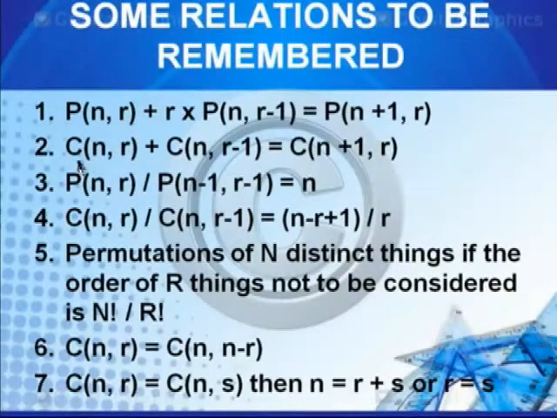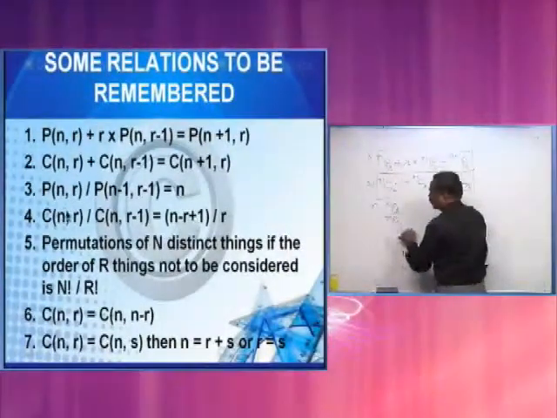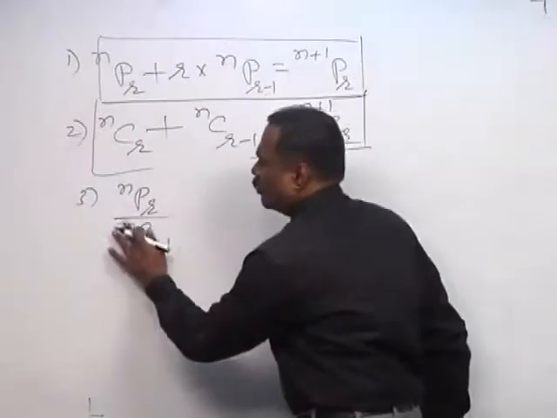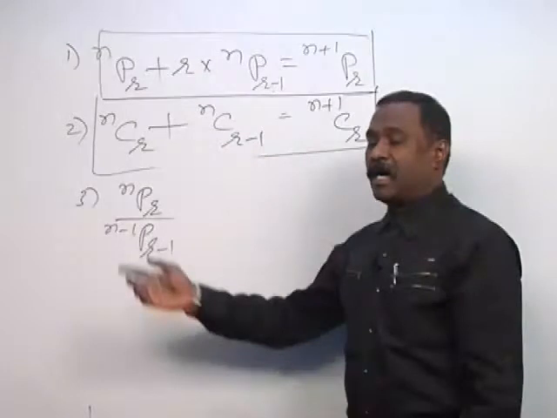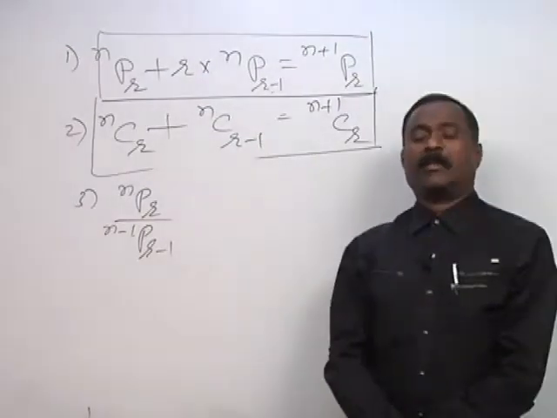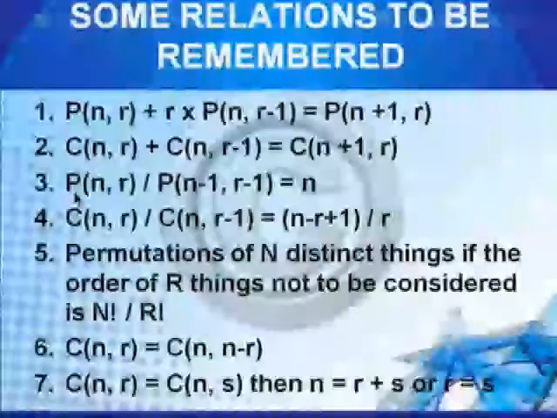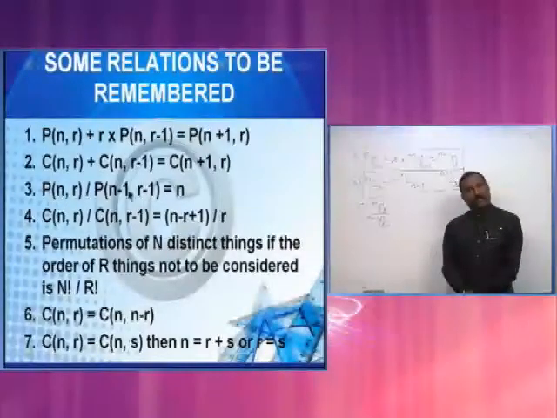For simplification purposes, we will make use of it. Third one is nPr upon n-1Pr-1. I don't want to explain that more, because by applying the formula nPr, you can simply get that whenever you come across such type of permutations. Third one, nPr divided by n-1Pr-1 is equal to n. Apply the formula and simplify, you'll understand it.